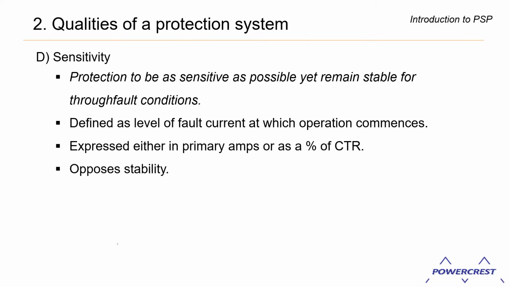The last S is sensitivity. The protection needs to be as sensitive as possible, yet it must be stable for through fault conditions. So we see sensitivity, stability, they tend to oppose each other as well. Now, sensitivity is defined as the level of fault current at which operation commences, right? And it's expressed either in primary amps or as a percentage of our current transformer ratio. And as I've just mentioned, it opposes stability.